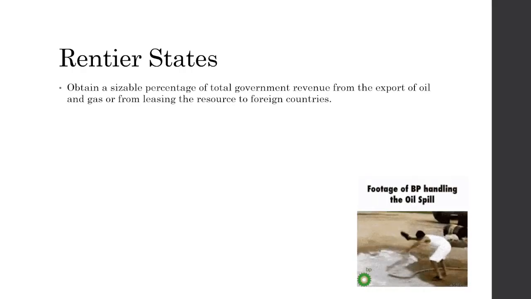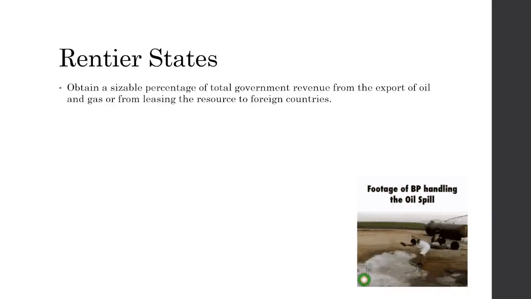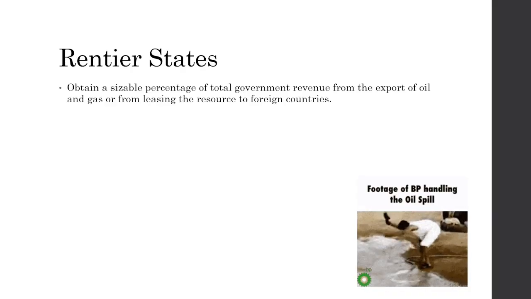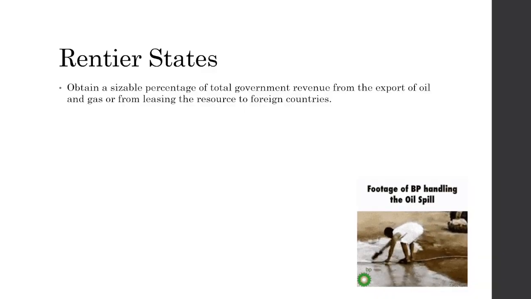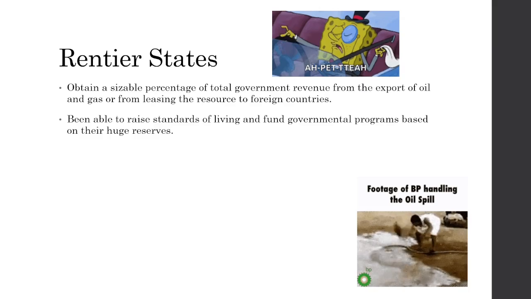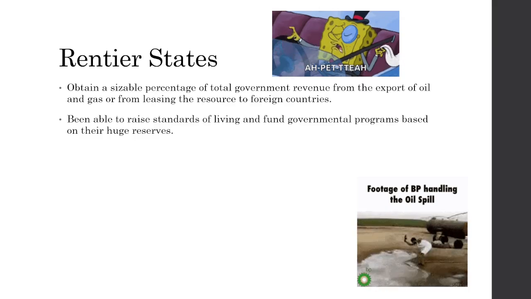All right, let's talk about rentier states. I've never covered this before, so I have no idea how to pronounce it. So, rentier states obtain a sizable percentage of their government revenue from the export of oil and gas or from leasing the resource to foreign countries. So, they're basically dependent on oil and gas for their economy and their government revenue, which makes up a part of their GDP because government spending is a portion of GDP.